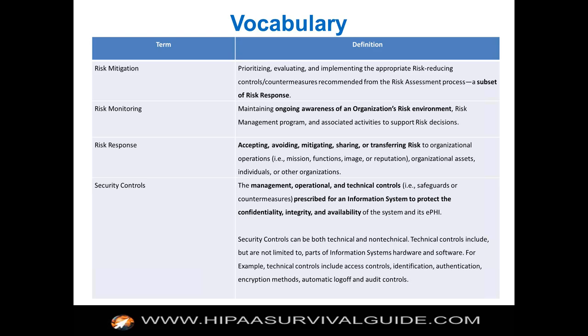So risk mitigation, what are we talking about? It's a subset of risk response, but it's really this prioritizing, evaluating, and implementing the appropriate risk-reducing controls and countermeasures to bring risk to a level that's reasonable and appropriate. Those are the words that you're going to be judged by. Did you do what it took to get the risk for your type of organization to a level that's reasonable and appropriate as compared to other similarly situated organizations? Those words aren't found in the regulations, but that's essentially the comparison that has to be made.